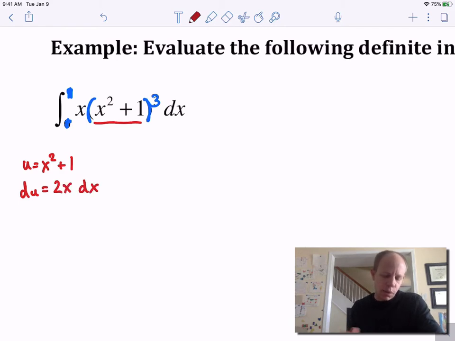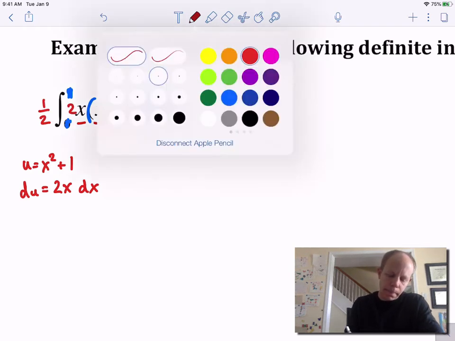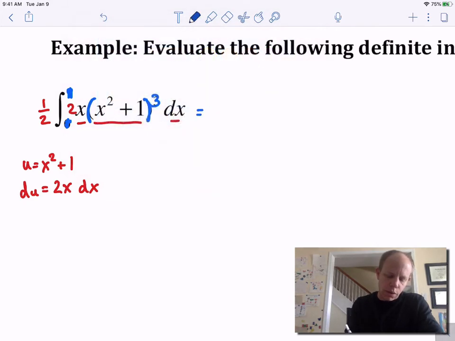And then we did the thing where we could multiply and divide. So let's just do that for now. So we need to have 2x dx. I see x dx, so I'm going to multiply by 2 and then 1/2 right there. Okay, so what we're going to be left with here is 1/2.